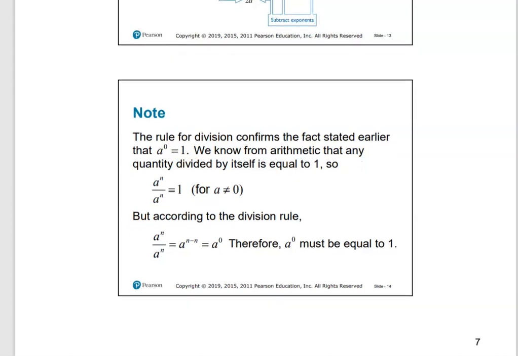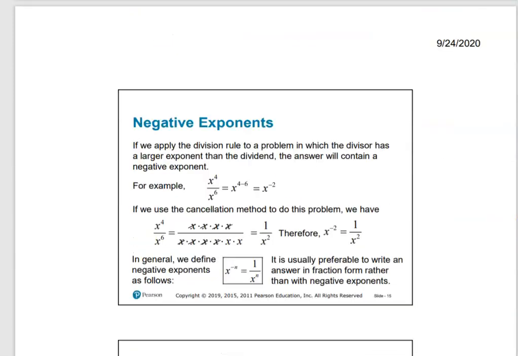Okay, so we've got this rule here that says a to the 0 power is equal to 1. In fact, anything to the 0 power is going to be 1. I'll give you some other examples: if I had 3 to the 0 power, it's going to be 1. X to the 0 power, 1. 1,000 to the 0 power is going to be 1. So anything to the 0 power is going to be 1.